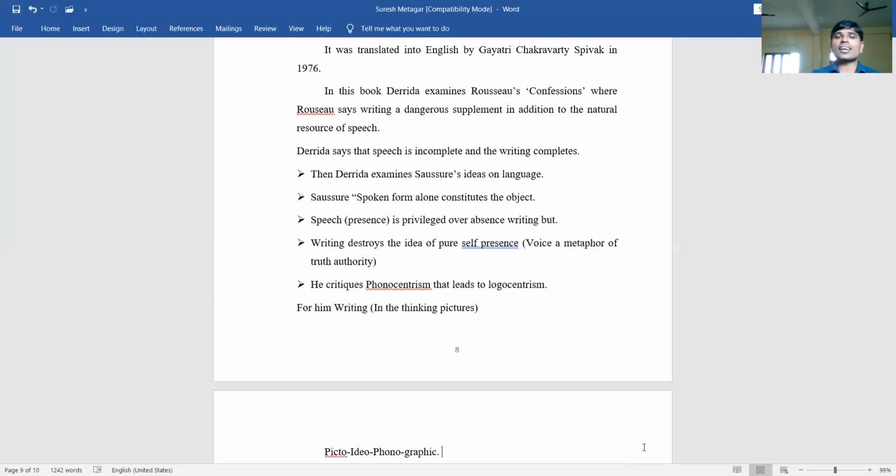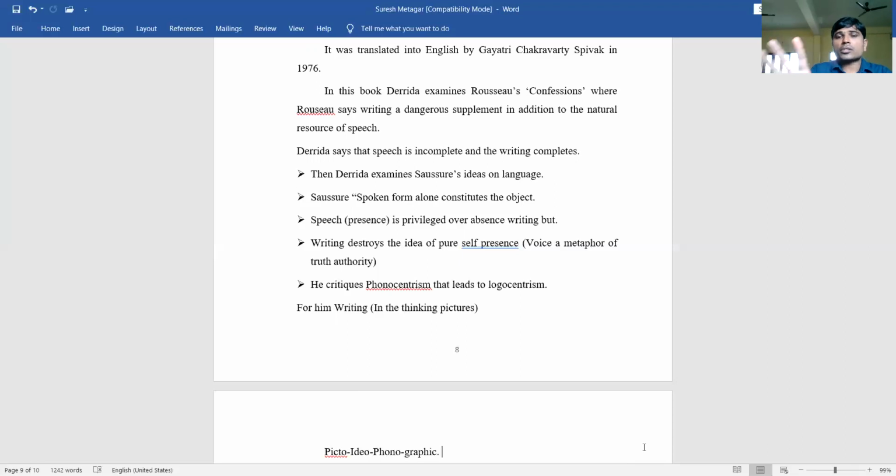And Derrida critiques that, saying that speech is incomplete and writing is complete. Writing completes. As Rousseau says, writing is a supplement. So if it is a supplement, speech is incomplete. So writing completes. That's what Derrida says. And Derrida examines Saussure's ideas on language also. Saussure says that the spoken form alone constitutes the subject. Spoken language alone is the subject. Written language is not the subject, the object, according to Ferdinand de Saussure.